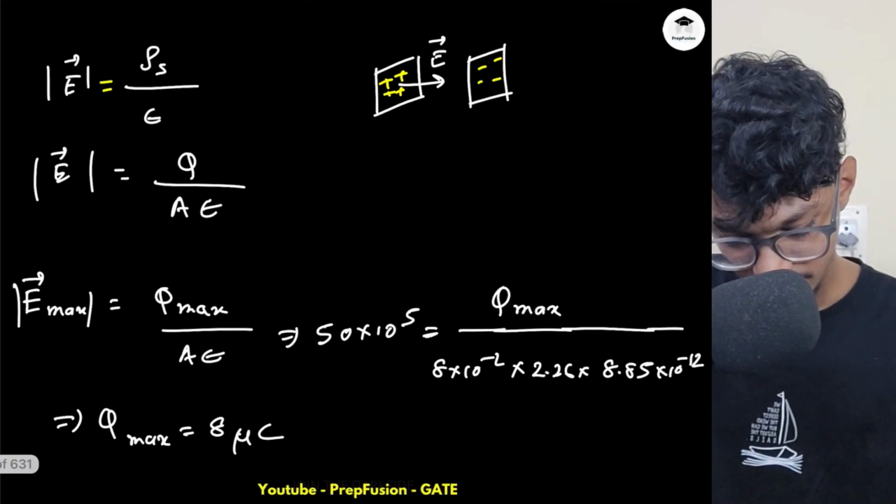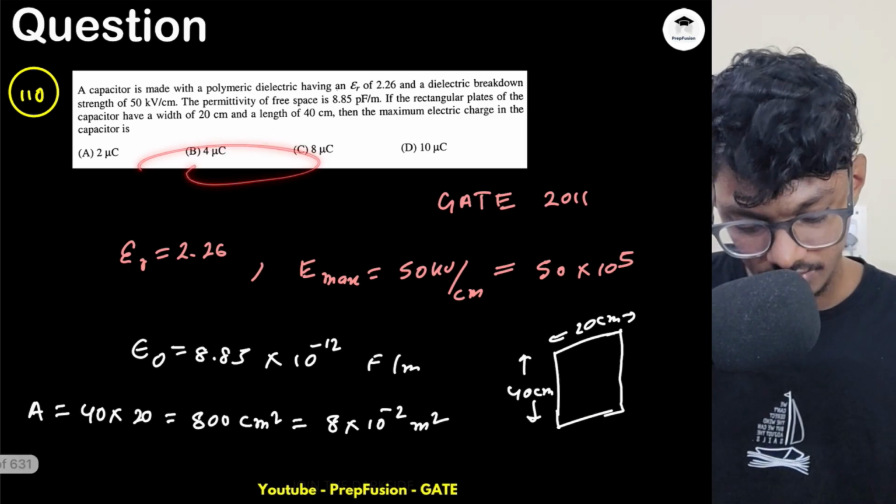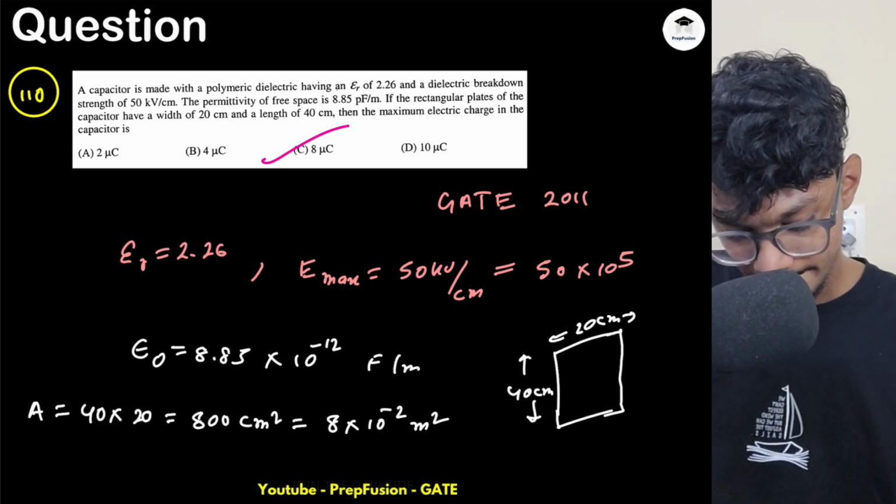So this will be your answer. The maximum charge that can be applied in this capacitor is 8 microcoulombs. This type of question also comes, very simple, that it will be 8 microcoulombs. Option C will be the correct answer.